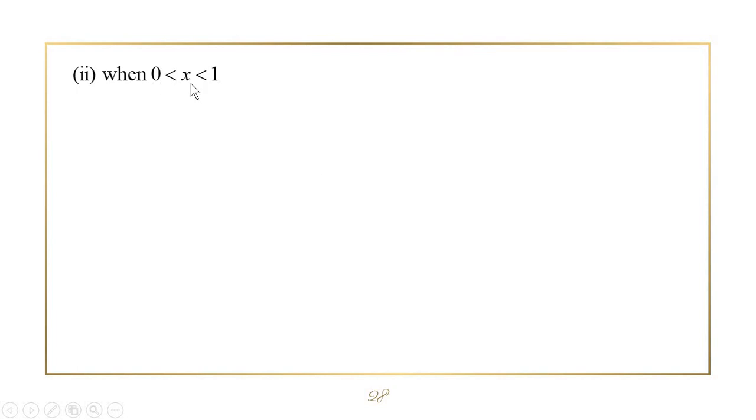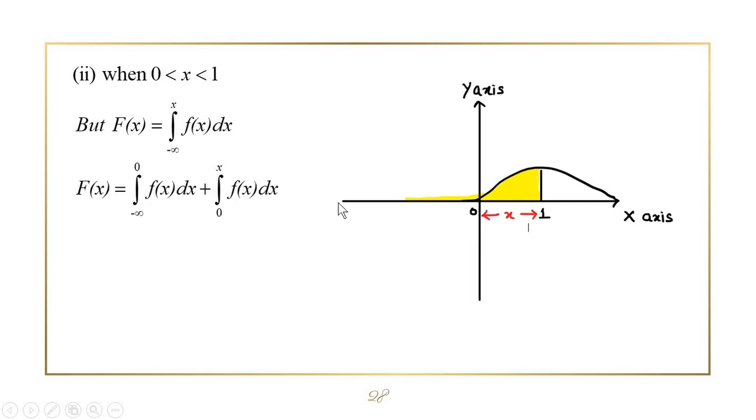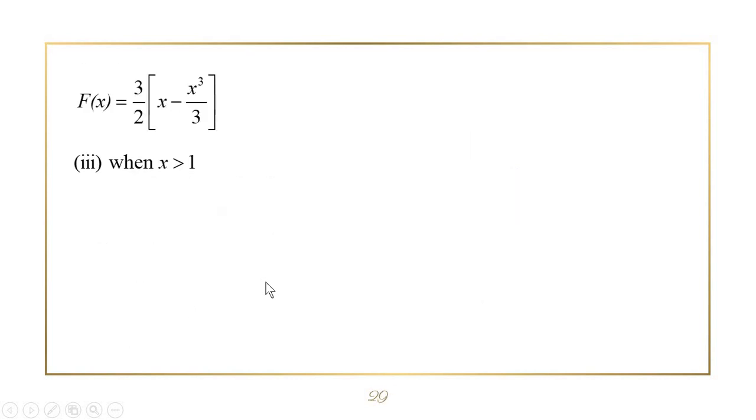Now when x lies between 0 and 1, that means your x lies within this interval. Since capital F of x is the area from minus infinity up to x of f of x dx, this yellow shaded region we have to find out. Since x is positive, we have to split the interval into minus infinity to 0 and 0 to x. From minus infinity to 0, small f of x is 0. From 0 to x, small f of x is 3 by 2 into 1 minus x square. So you have to integrate that, and you get our answer.